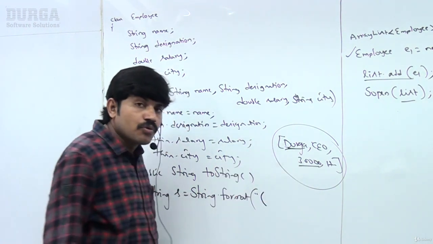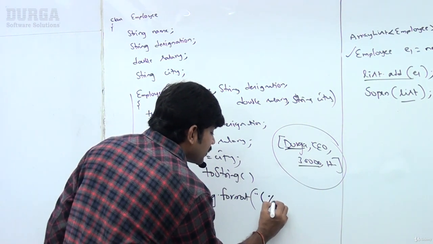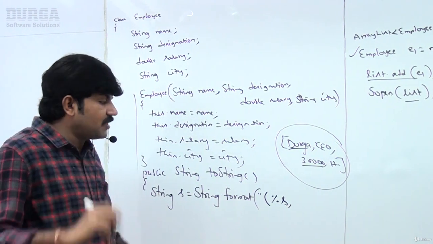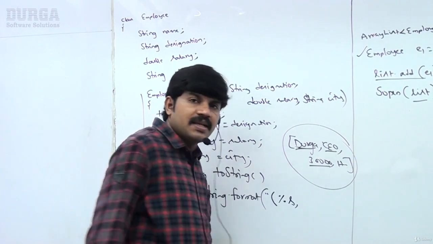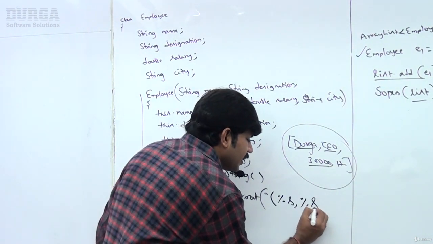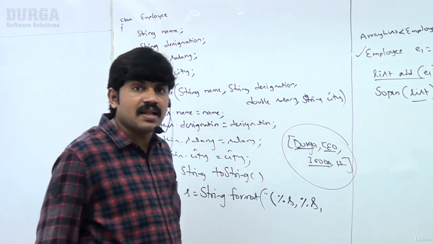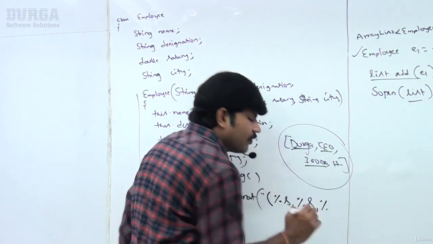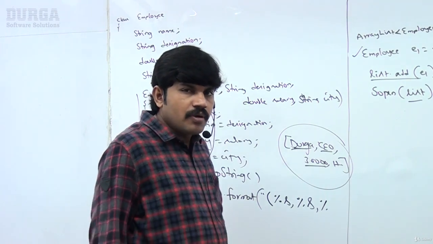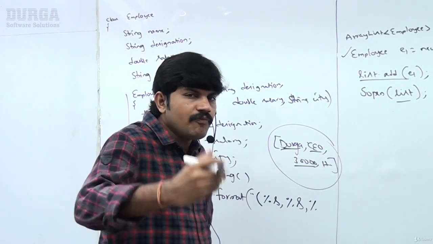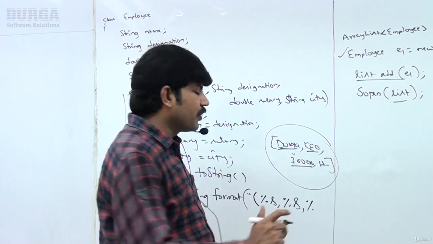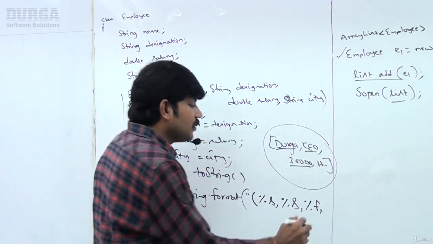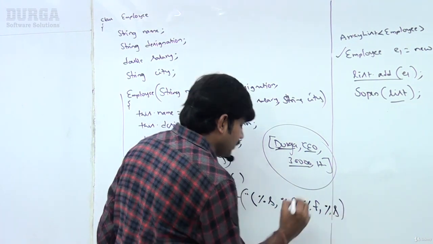What is the first one, sir? Durga. So that's why %s, because it is the string type, %s formatting. Second one, sir, designation, that's why %s. Third one, sir, salary is the double type, that's why you can take %f, but make sure if it is %f, by default some values after the decimal point you are going to get. %f anyway, right? What is the last one, sir? Sir, %s, because it is the city name, right?